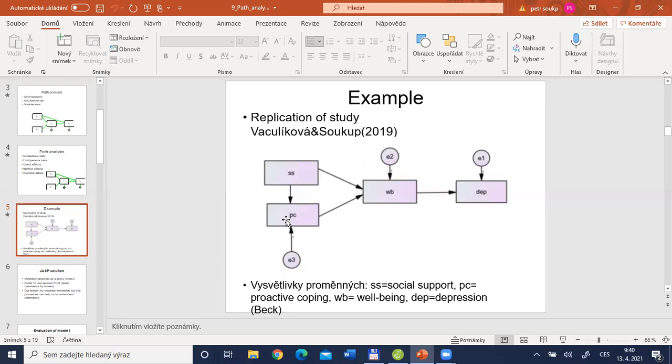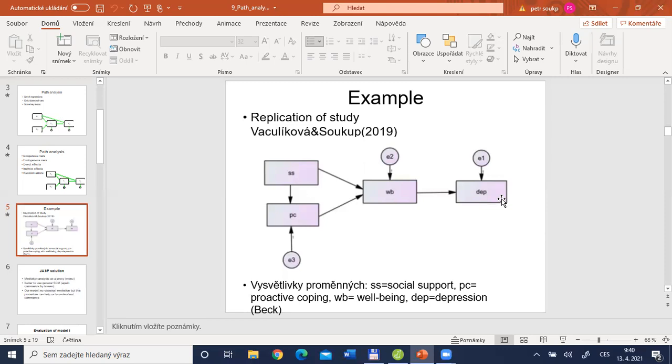SS on WB. Not only SS, but also proactive coping. So there are two predictors here. So this is the second regression. And the last one? WB on depression. Yes, this is the third one. So here we have three regression equations. And it means that if we would define this model via structural equation modeling in JASP, it would be necessary to add three equations into one model. So that's the next insight.